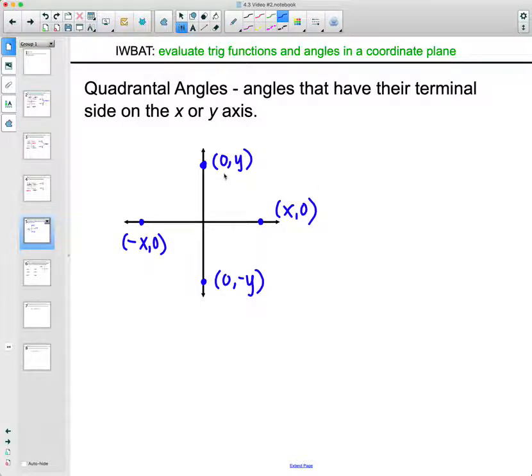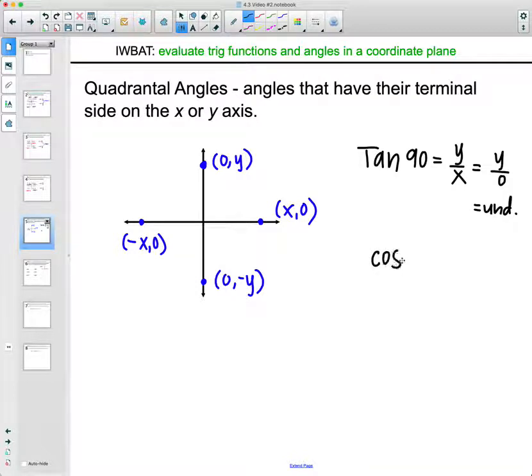And here you would be at positive x and 0 for the y. So when you're trying to evaluate, say, tangent of 90, tangent is always y over x. So you'll take the y coordinate divided by the x coordinate. So y divided by 0. So this is going to be undefined because you can't divide by 0.